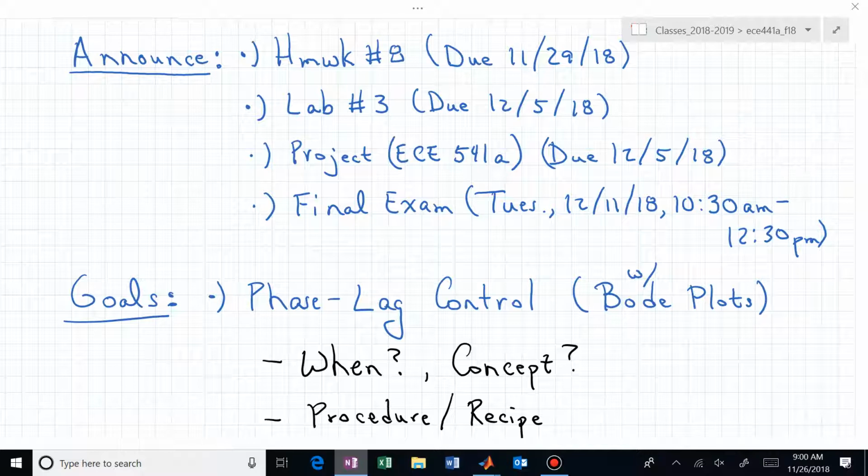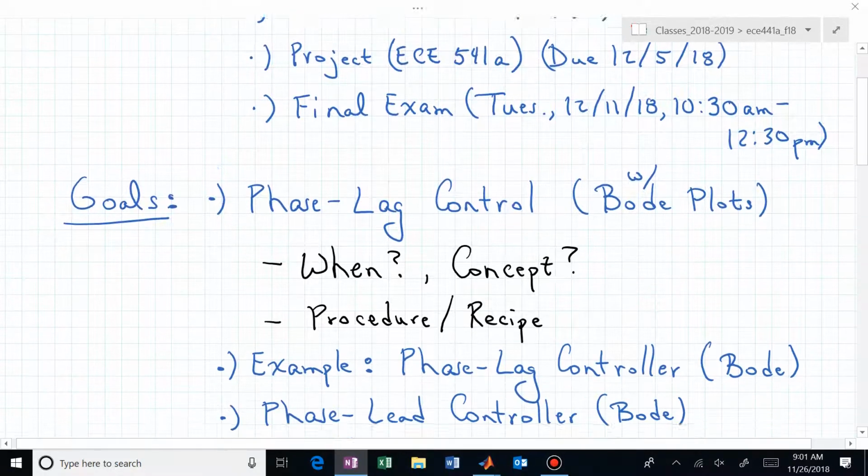Homework number 8 is due on an odd day, I guess, just to get you used to that Tuesday shift. That's now due on Thursday at the normal time. That's homework number 8, and that's dealing with Bode plots, and in particular sketching and system identification. Lab number 3 is due on the last day of class, as is the project. If you're in 541, you'll have both deliverables 2 and 3 due on that day.